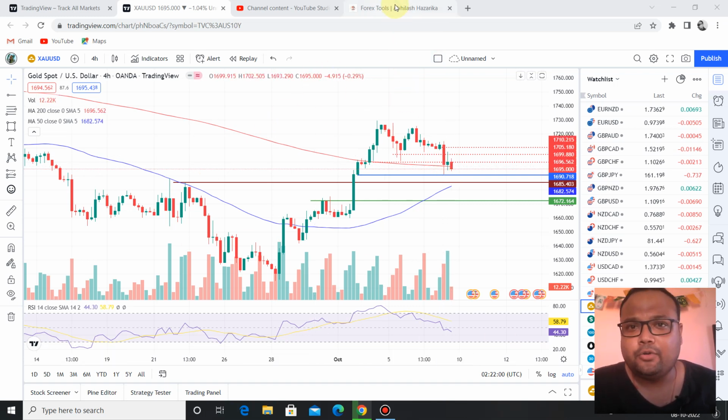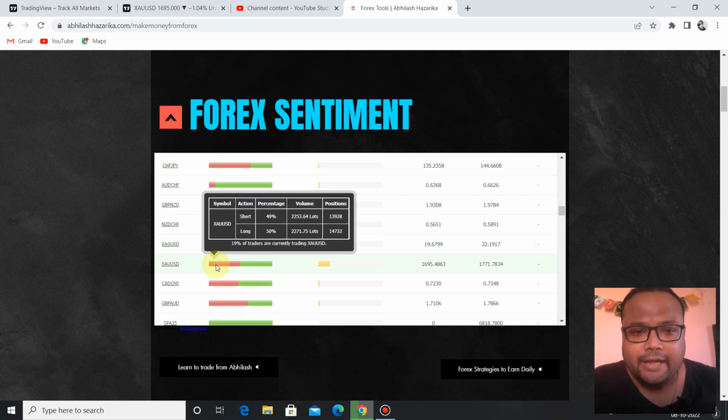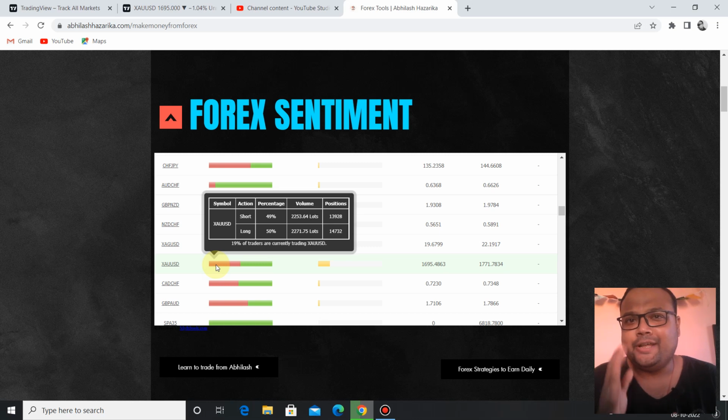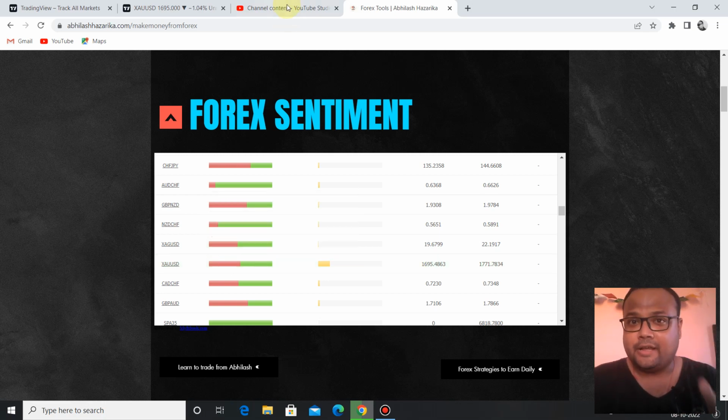Before I proceed, I would like to take you to the Forex sentiment meter, where we get to know the sentiment of the retail traders, not the positional traders but the retail traders. Here we can see that 49% retail traders have taken short position and 50% have taken long position. It means that 50% are on the sell side, 50% are on the buy side. So there is a confusion among the retail traders also regarding the direction of the market. We get a clear picture from the sentiment meter that retail traders are also confused right now.